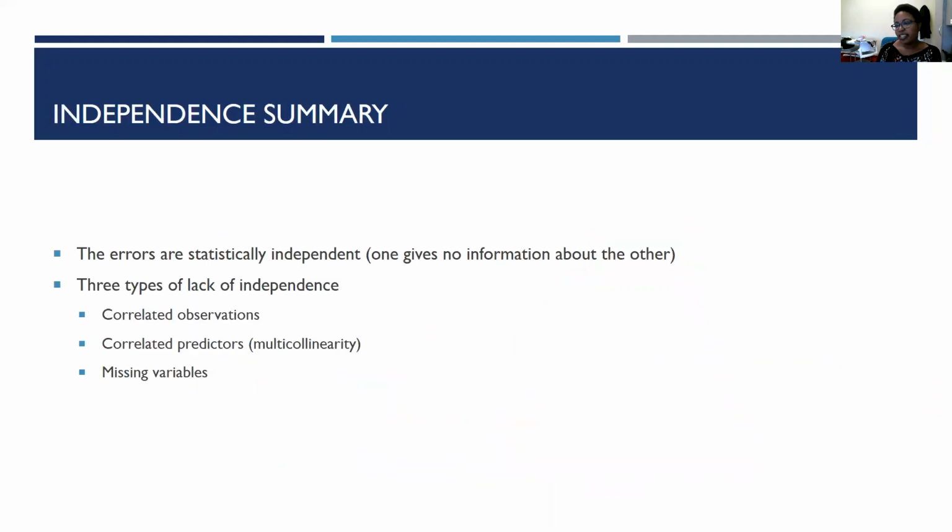Next is the independence assumption. Remember that that assumption is that the errors are statistically independent from each other. The residuals don't give any information about each other. And there are three types of lack of independence: correlated observations, correlated predictors, and missing variables. We already went over the first two, so we're going to go over those again, and now look at how you see them in residual plots.